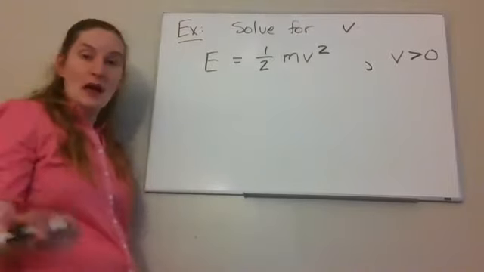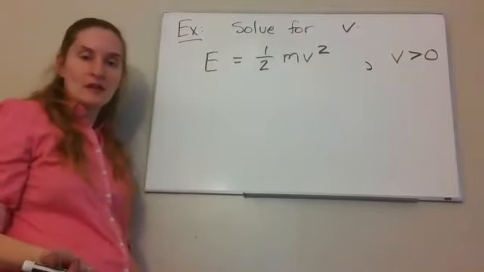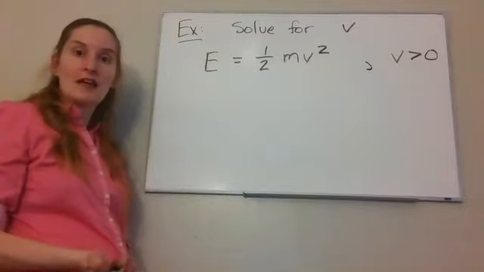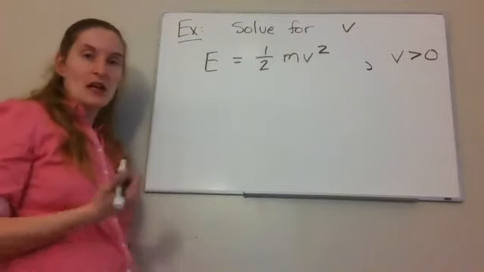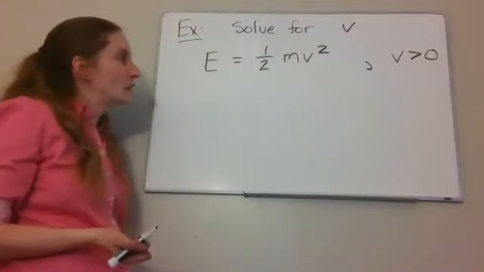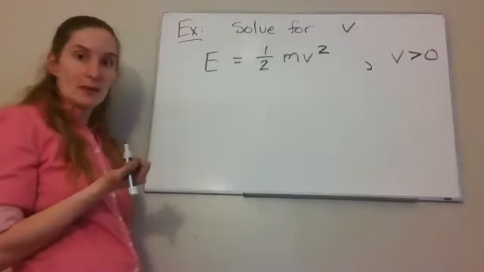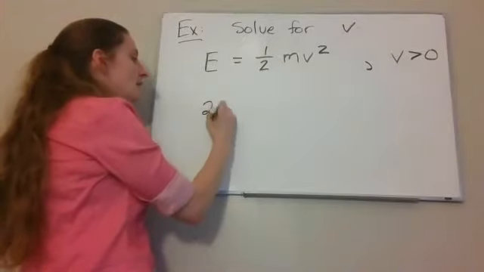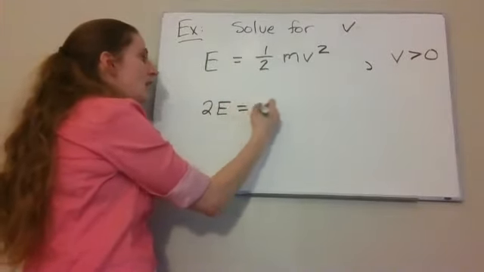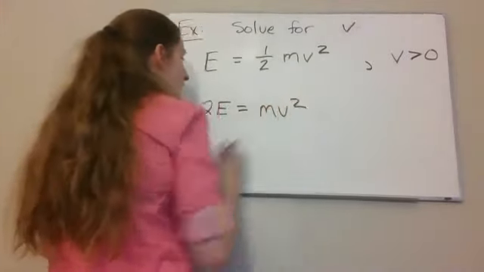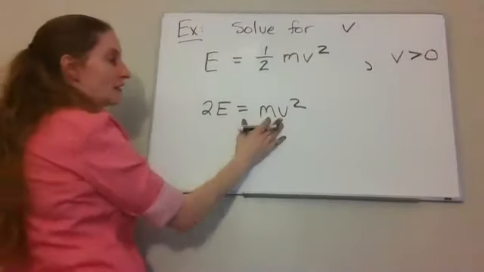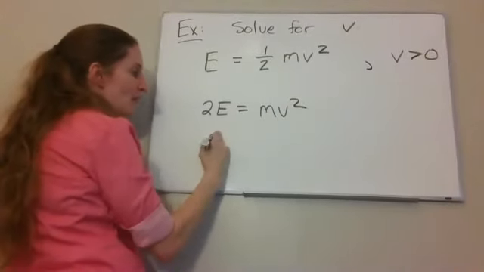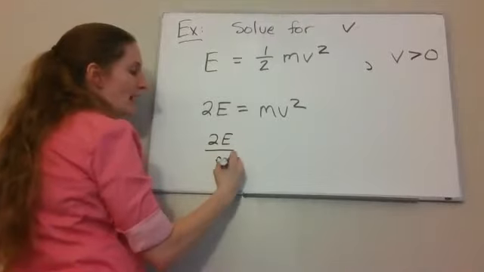Well, we need to just not be scared by all of the letters in this problem. We're still just trying to get v by itself, and we know how to do that. The first thing I personally would do is multiply both sides by 2 to get rid of this 1/2. That gets me 2e equals mv squared. If I'm trying to isolate v, I can do that by dividing both sides by m.